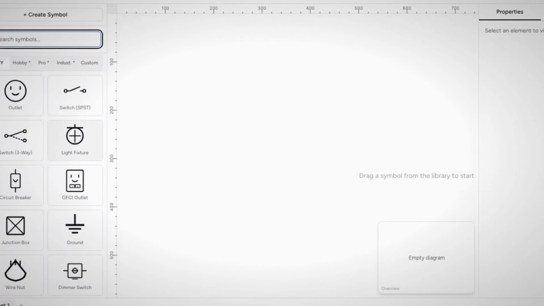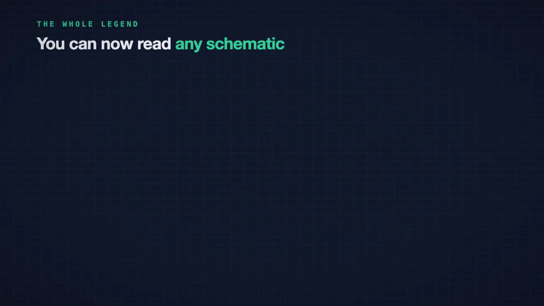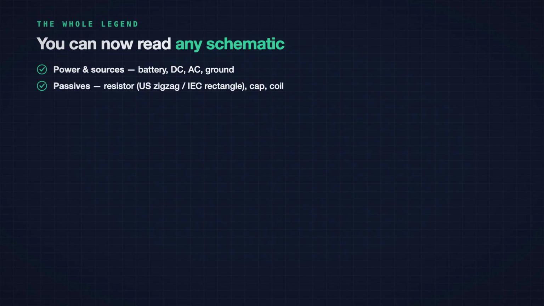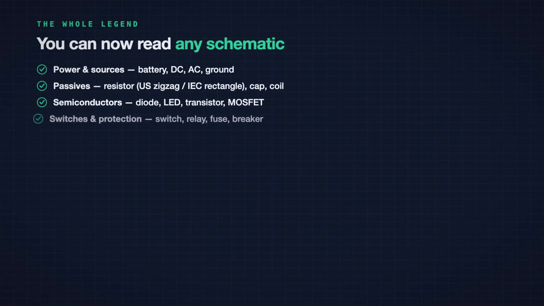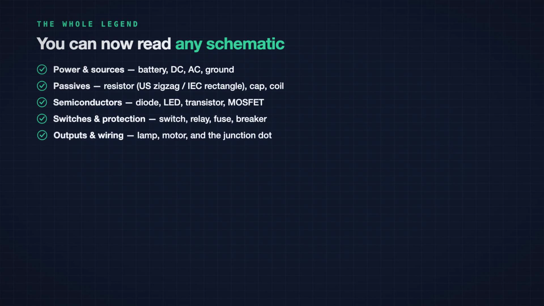So here is the whole legend in one breath. Power and sources start the circuit: batteries, DC, AC, and ground. Passives shape it. And remember, the resistor wears 2 costumes, the American zigzag and the international rectangle. Semiconductors steer it: diodes, LEDs, and transistors. Switches and fuses decide what gets through. Outputs turn it into light, motion, and sound. And the wiring is where one junction decides what is really connected.